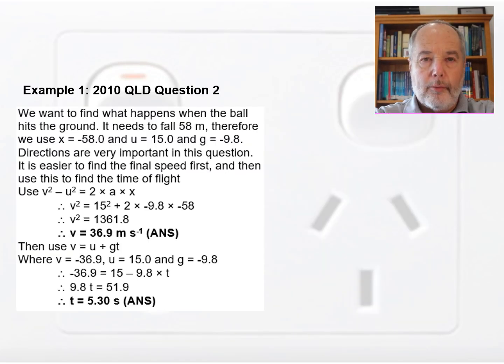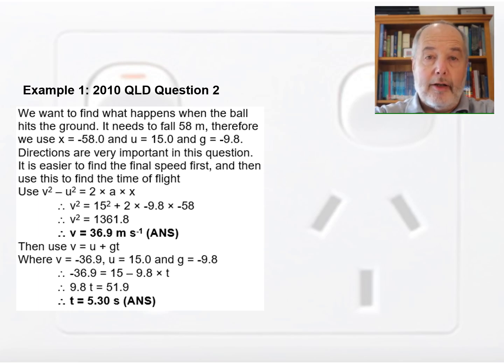We're told that the ball is launched from a height of 58, and we want to find when it hits the ground. So we set this equation up with x is equal to minus 58. We know u is 15 because that's going to be up, and we know g is minus 9.8. Put that into v squared minus u squared is equal to 2gx, and we get that the final velocity is going to be 36.9 meters per second.